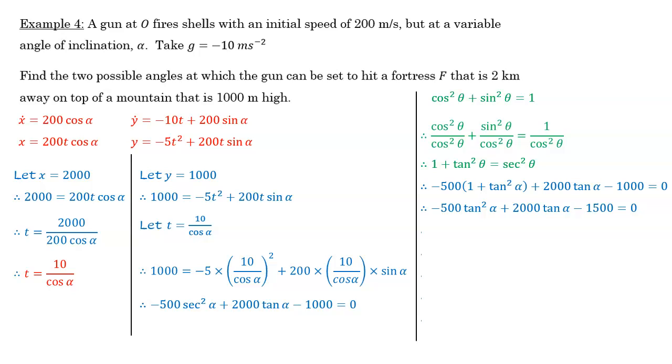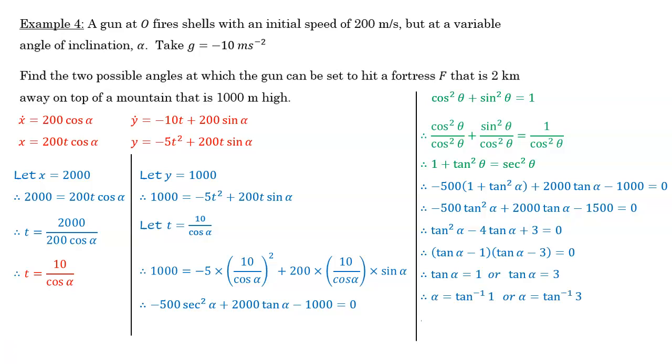I've got a big common factor of negative 500. I'm going to divide both sides by negative 500 to give us a much neater equation here of tan squared alpha minus 4 tan alpha plus 3 equals 0. We've got a quadratic in terms of tan alpha, and I'm looking for numbers that multiply to give me 3 and add to give me negative 4, so that's negative 3 and negative 1, which means that tan alpha equals 1 or 3, which means that alpha is the inverse tan of 1 or the inverse tan of 3.